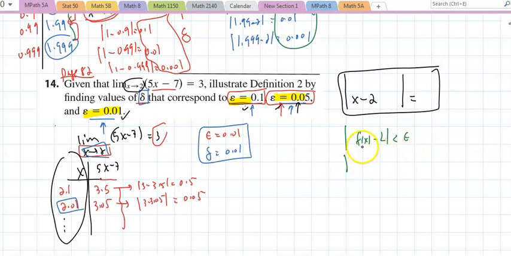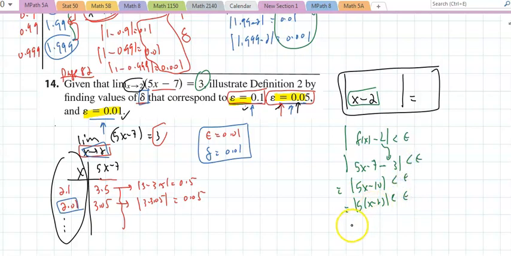What's f of x? f of x is 5x minus 7, minus L. L is the limit. That's a 3. That is 5x minus 10. I have no control over any of those. The only thing I can control is how to choose x. Can't I factor a 5 out of this? And they want all of that to be less than epsilon.